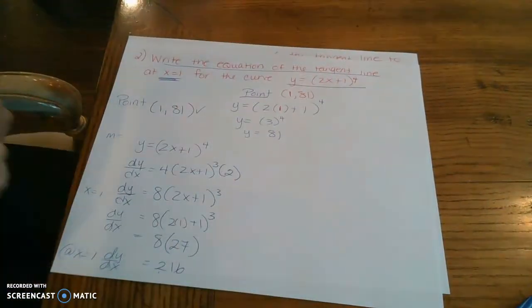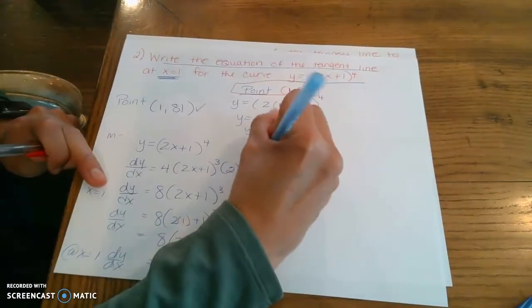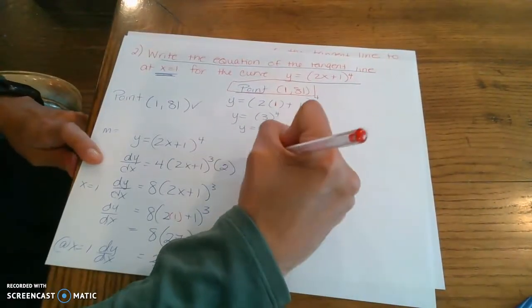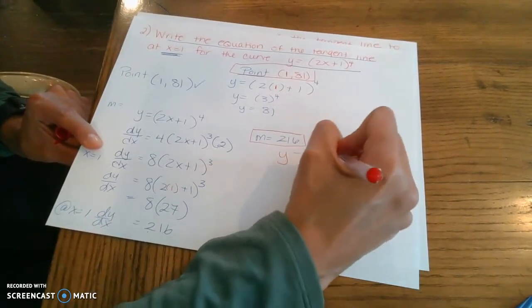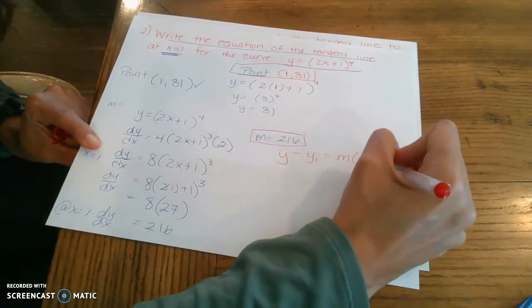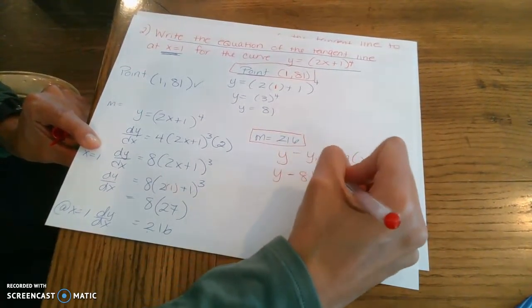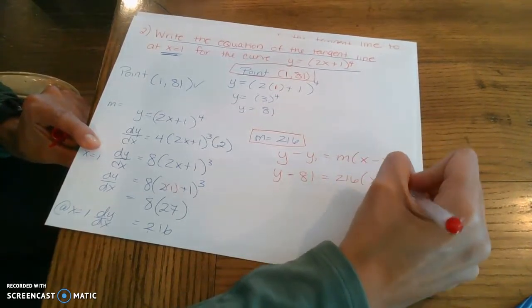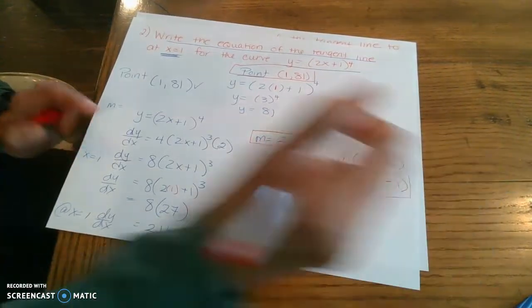So now that I know my point, which is right here, and I now know my slope m is 216, and yes, you can get these crazy numbers. Now you just plug in y minus y1 equals m times (x minus x1). y minus 81 is equal to 216(x minus 1). And I would leave my answer like this. This is perfectly fine.